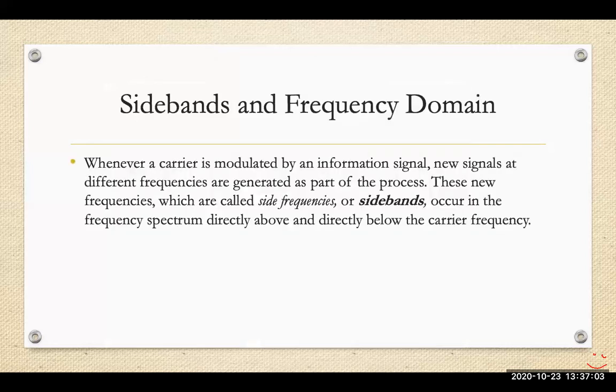Okay, so we now have another parameter na isa sa mga ating ko consider, guys. So whenever a carrier is modulated by an information signal, new signals at different frequencies are generated as part of the process. Okay, so these new frequencies, we call it what? Side frequencies, okay, or sidebands. So this occur in the frequency spectrum directly above and directly below the carrier frequency. So more specifically, the sidebands occur at frequencies that are the sum and difference of the carrier and modulating frequencies.